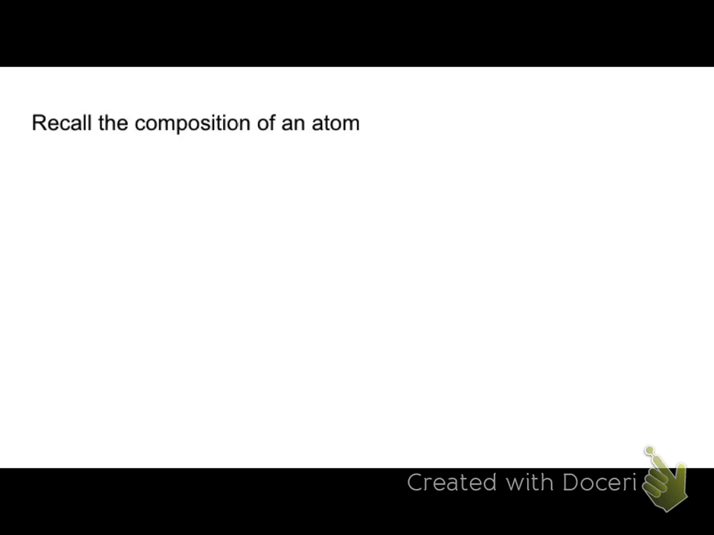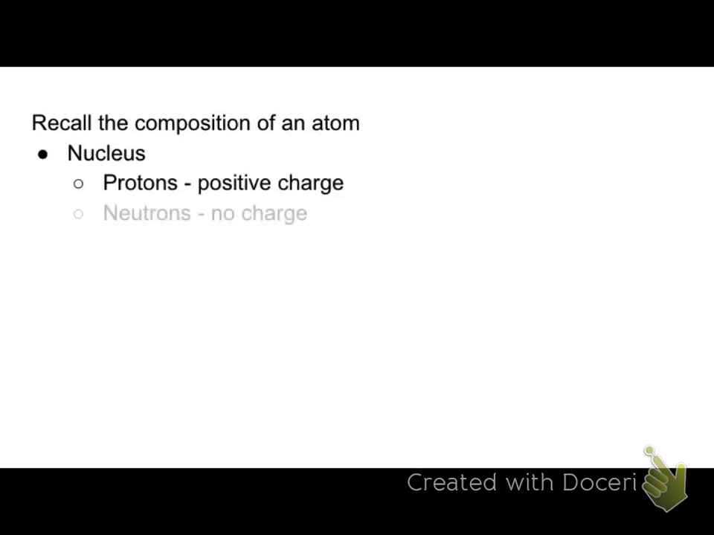Recall how an atom is organized. This is going to be necessary for us to explain chemical bonds. Okay? We have the nucleus, which is at the center of the atom, and inside the nucleus we have the positive protons and we have the neutral neutrons.